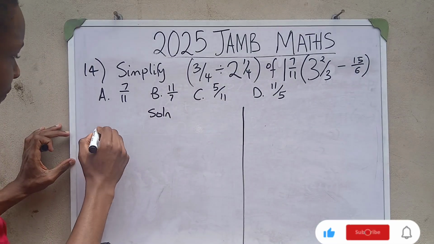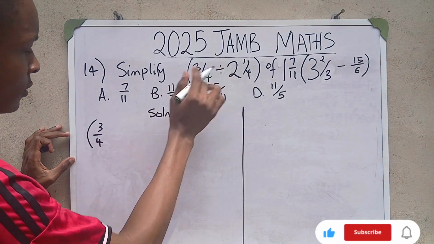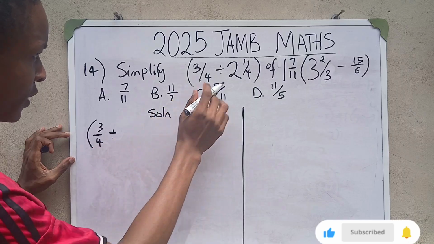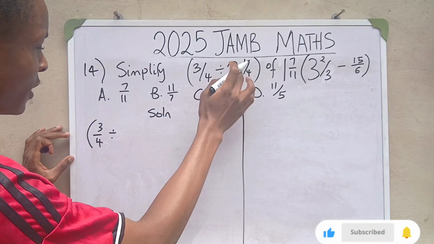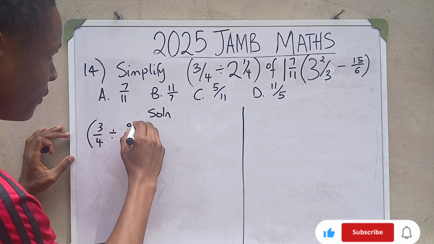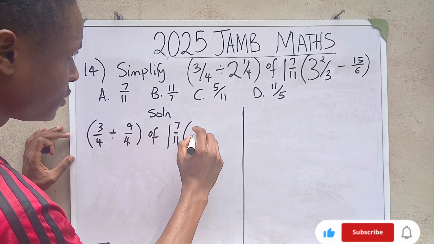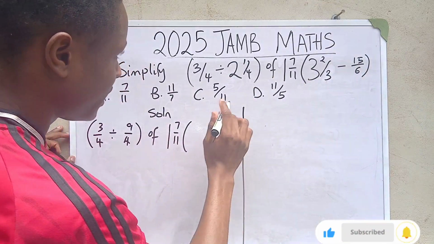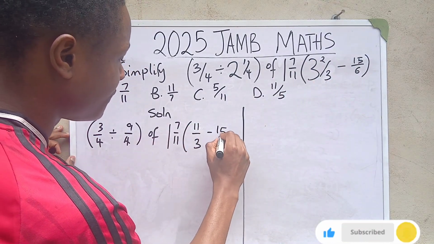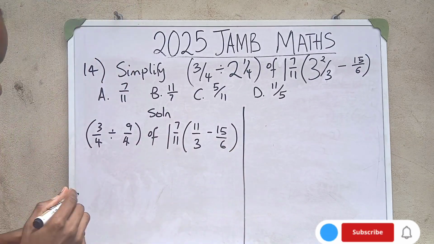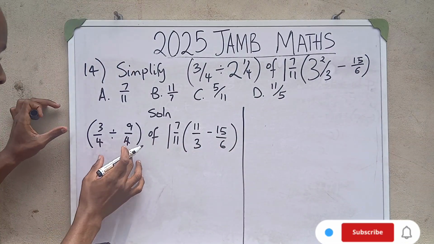So, we have 3 over 4 divided by 2 times 4 times 2, 8. 8 plus 1, 9. So, we have 9 over 4 of 1 whole number 7 over 11 into 3 times 5, 15. 15 plus 2, 17 over 5, minus 15 over 6. Now we have simplified what is in the brackets. Now let's perform the operation.